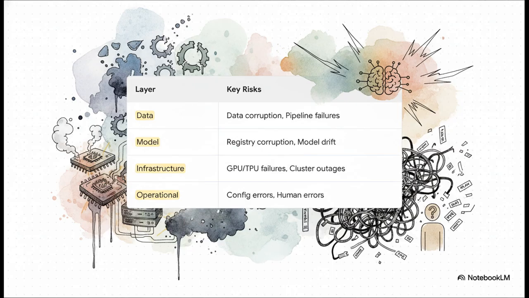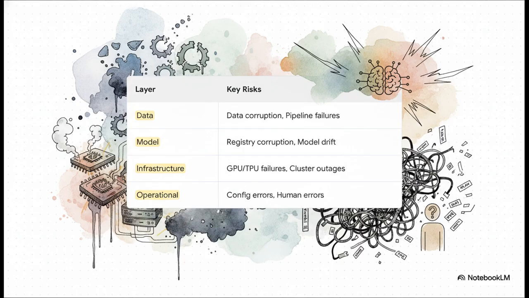First, you've got the data layer, with risks like that data corruption we just talked about. Then there's the model layer, where you worry about things like your model registry getting messed up or even bad actors trying to attack the model. The infrastructure layer is probably more familiar, hardware failures, network outages, but now we're talking about really specialized and expensive stuff like GPUs.